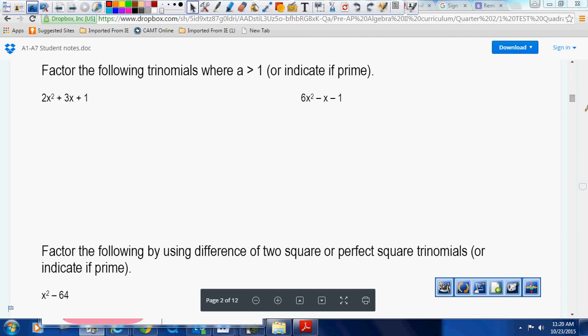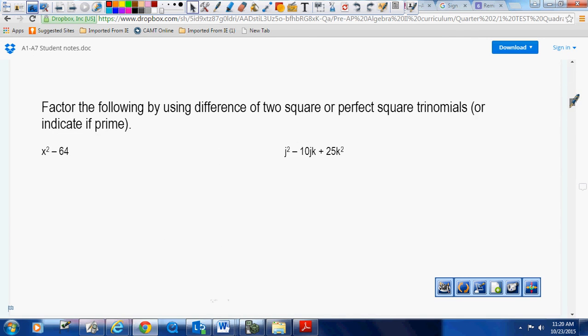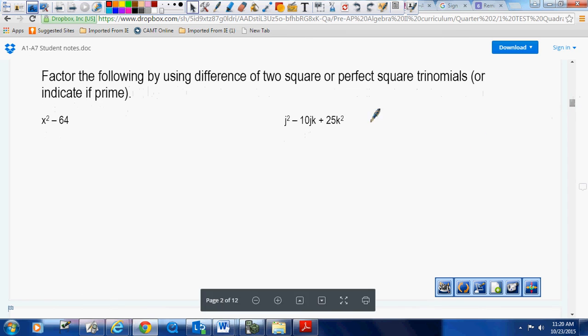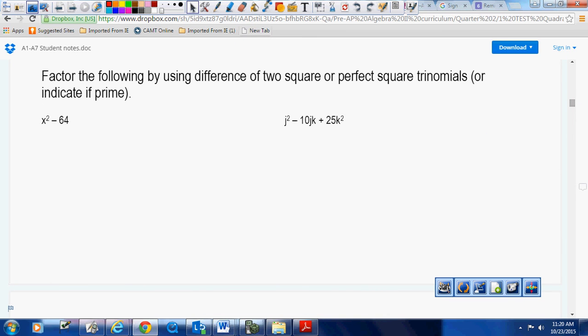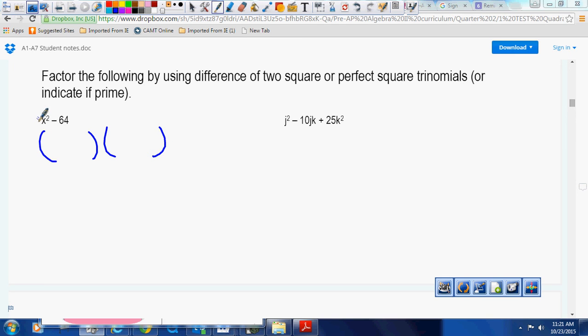So now I'm going to go down to factoring difference of squares or perfect squares. So when I look at this one, I know that both of those I can take the square root of and get a number. So because of that, if you remember the rule, I know the only thing that I can multiply by itself and get x squared is x. The only thing I can multiply by itself and get 64 is 8 and 8. And one has to be positive and one has to be negative because that's the rule. And you can always foil that out to make sure that you're right. Now what about on this next one?